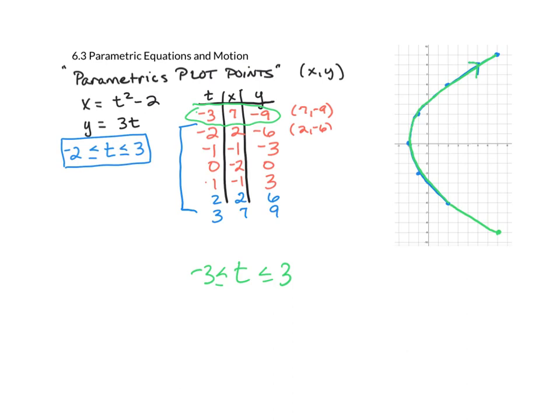So I hope you've got an idea that parametrics plot points. You plug a value in for t, it tells you the location of the point at that particular value for t. And it just continues to plot the points as it goes around.